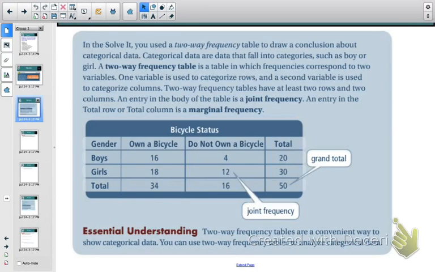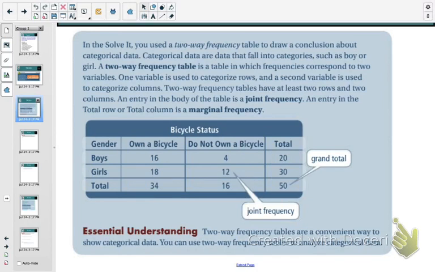It says two-way frequency tables have at least 2 rows and 2 columns. An entry in the body of the table is a joint frequency, meaning any of these 4 here in the body are going to be joint frequencies, because you're comparing your two variables. So boys and bicycles, or girls and bicycle status, etc. Any entry in the total rows is called a marginal frequency. So all of these here are marginal frequencies. And then you have your grand total here. These ones are marginal frequencies because they're in the total section. The rest is just called a joint frequency.